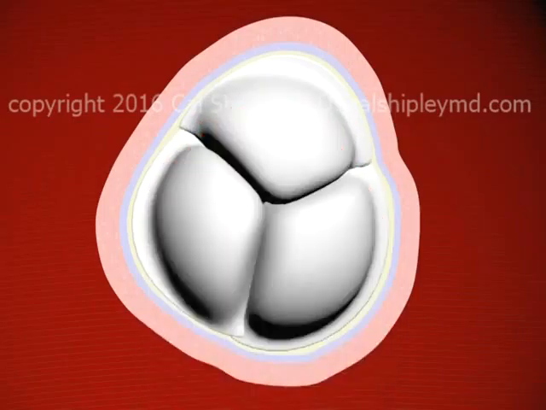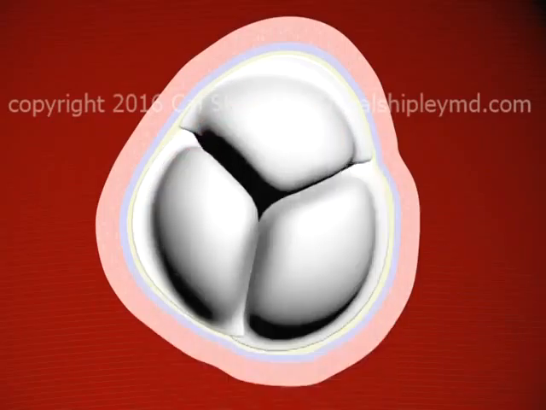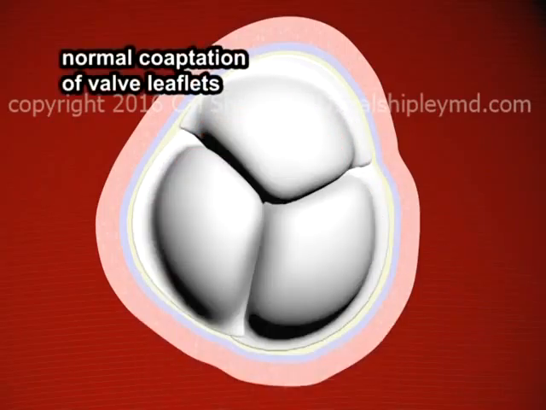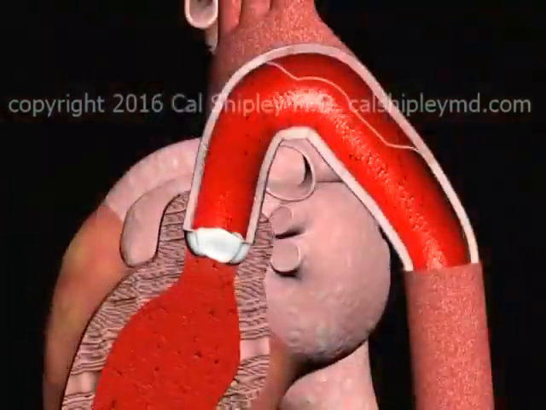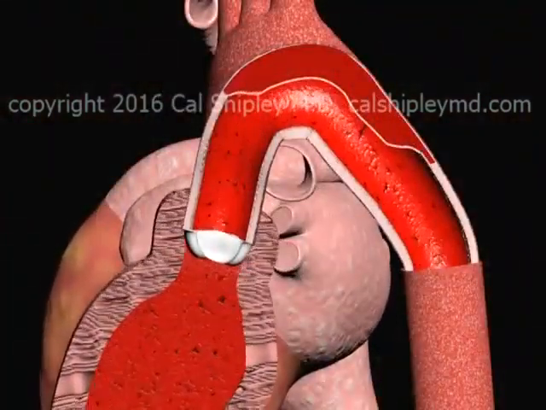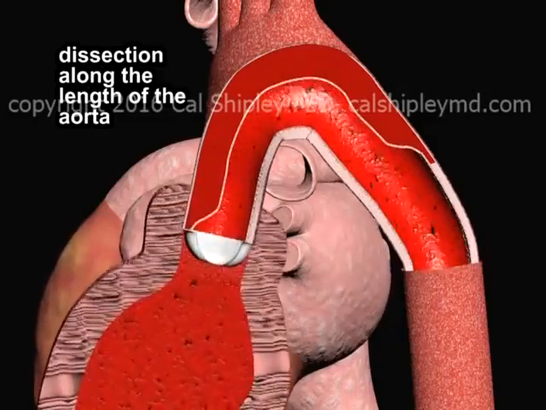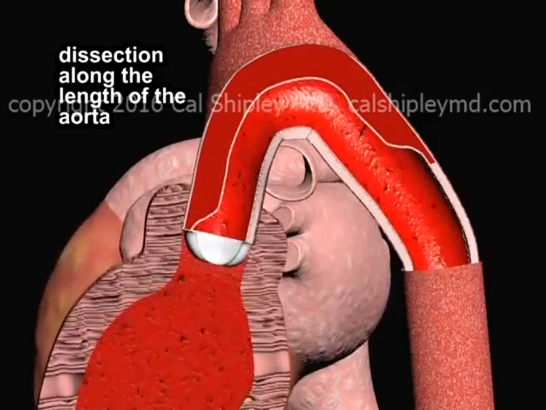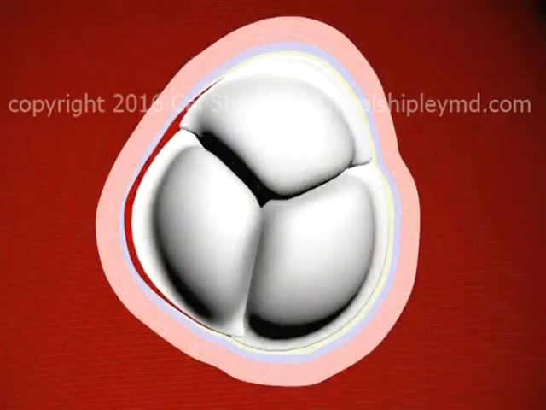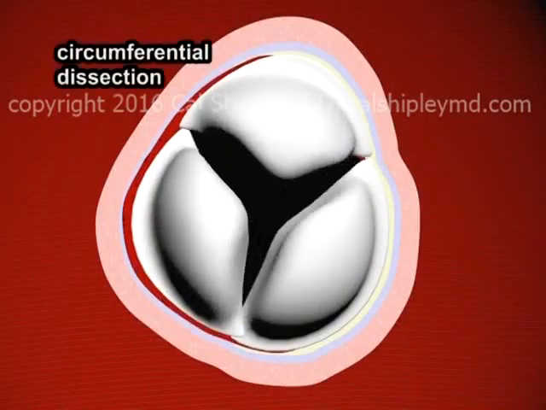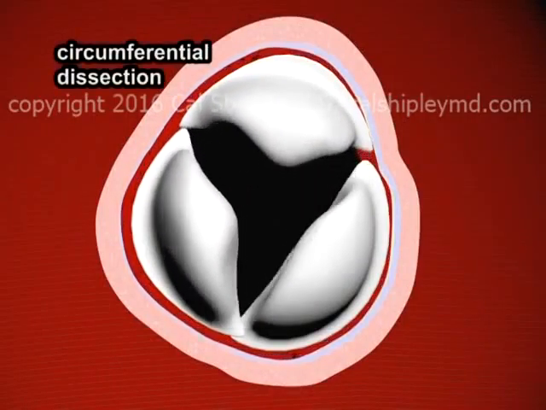Coaptation refers to the normal physical closure of the aortic valve leaflets, with the edges of each leaflet butting up against the edges of the leaflets on either side during valve closure. When the process of aortic dissection involves the aortic root, it may spread along the length of the aorta, or longitudinally, as seen here, but it may also spread around the aorta, or circumferentially.